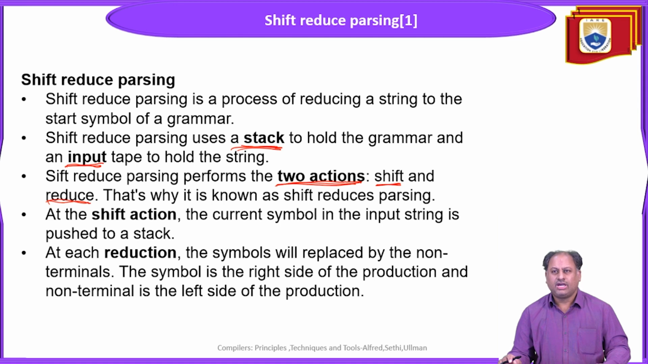In the shift action, the current input symbol in the input string is pushed to the stack. And each time in the reduction, the symbols are replaced by non-terminals. Here, reduction is applied, replacing with non-terminals. You have to replace each non-terminal, and the right hand side of the production is considered as the left hand side of the production.